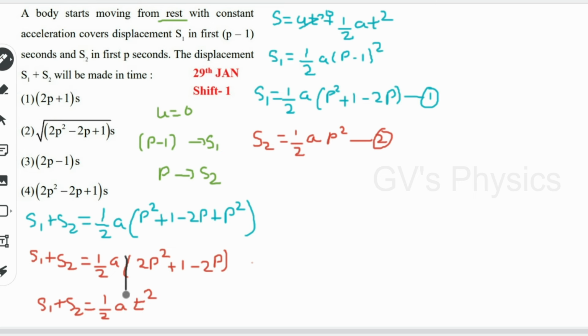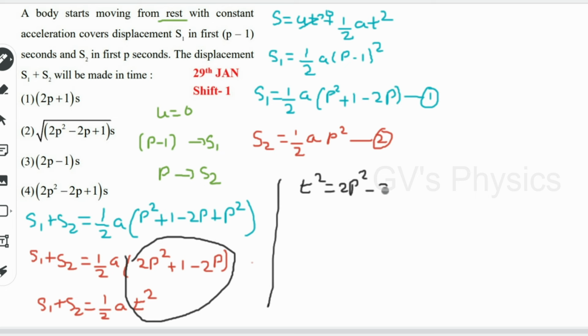In the place of t square, you have this one. So we'll take it out, which is t square is equal to 2p square minus 2p plus 1. And you're going to take the square to the opposite side. So t is equal to square root of 2p square minus 2p plus 1 seconds. So we'll check the option. Option 2 is the right answer.